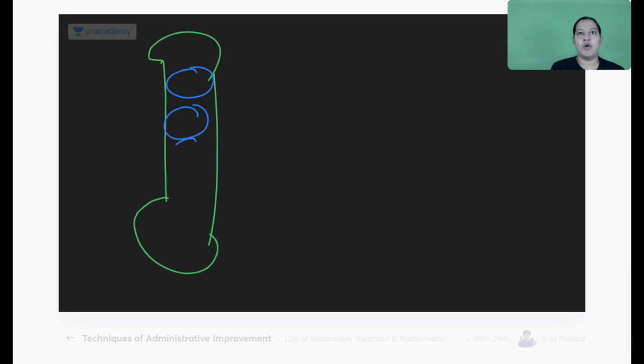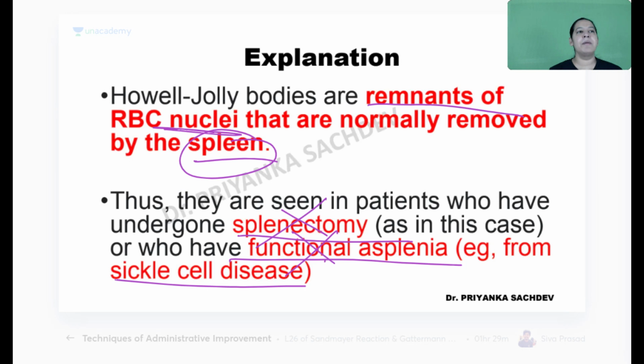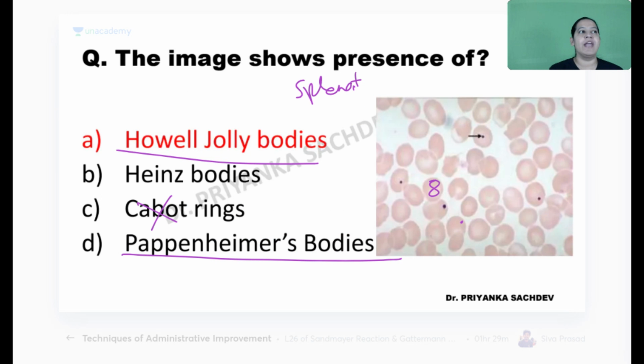When RBCs are formed from the bone marrow, they are formed from the precursors known as normoblasts. So this is hematopoietic stem cell. This is early normoblast, intermediate normoblast, late normoblast. Ultimately, RBC is formed and it will come in the blood. The precursors of the RBCs are nucleated, and at the intermediate normoblast stage the nucleus is extruded, and the remnants of the nucleus are present. Normally, these are removed from the RBC by the spleen, and these remnants are known as Howell Jolly body.